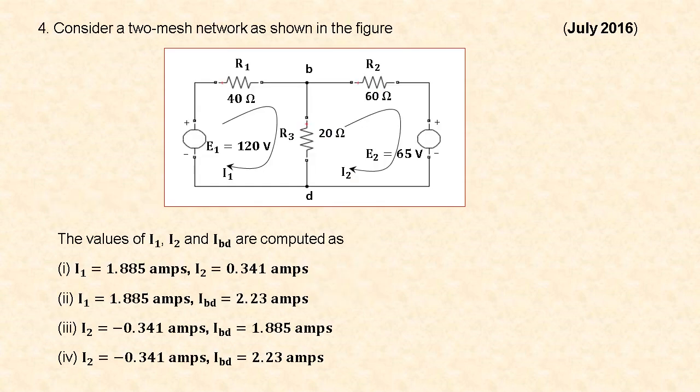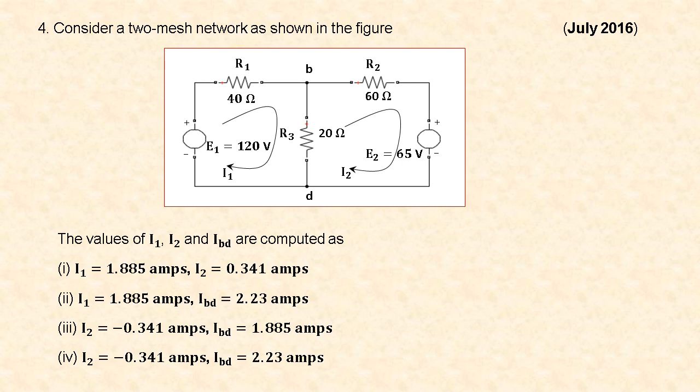Next, fourth question. Consider a two-mesh network as shown in the figure. This question was also asked in July 2016. They have given two independent voltage sources. E1 is equal to 120 volt, E2 is equal to 65 volt, and three resistors. R1 is equal to 40 ohm, R2 is equal to 60 ohm, and R3 is equal to 20 ohm. The mesh currents are I1 and I2.